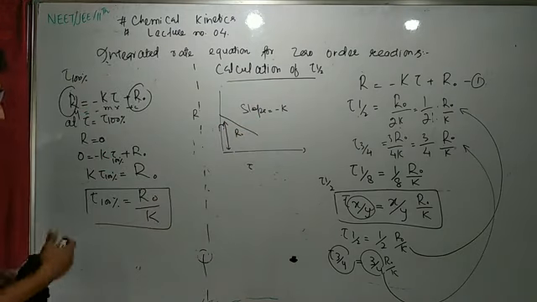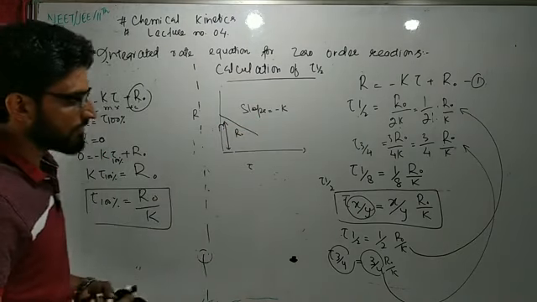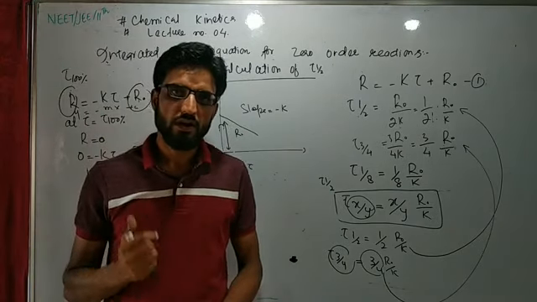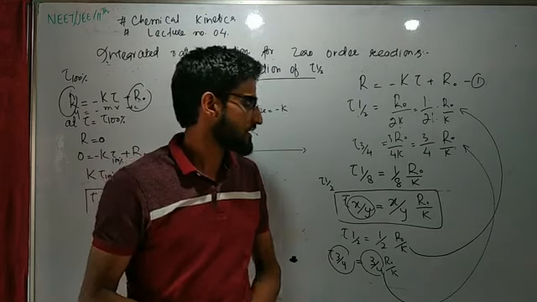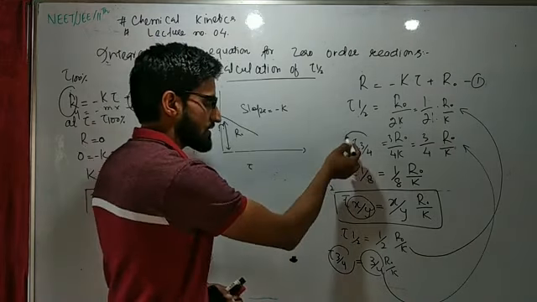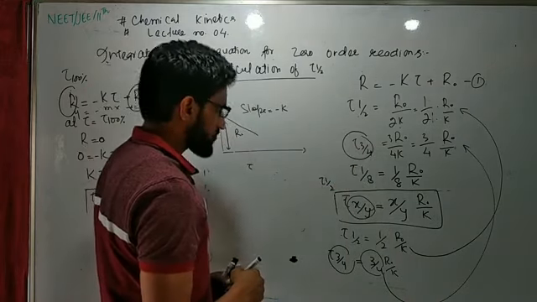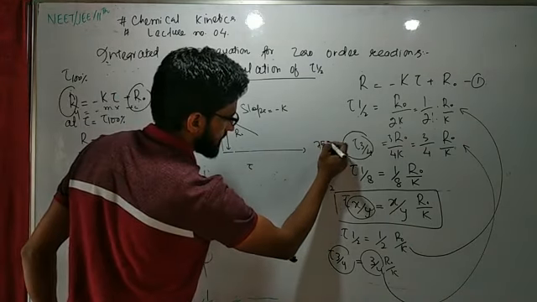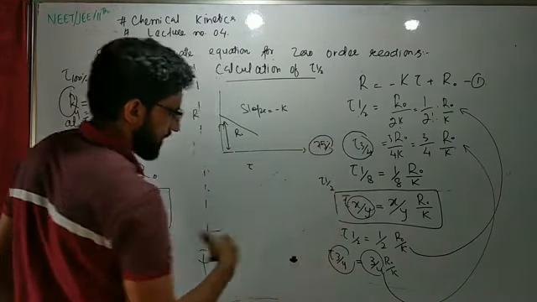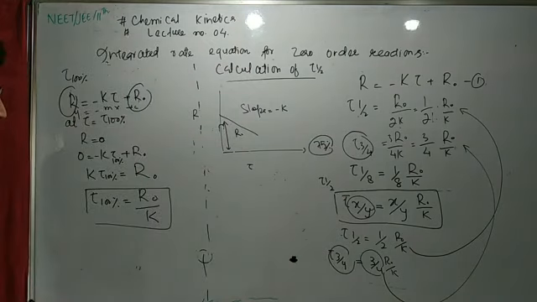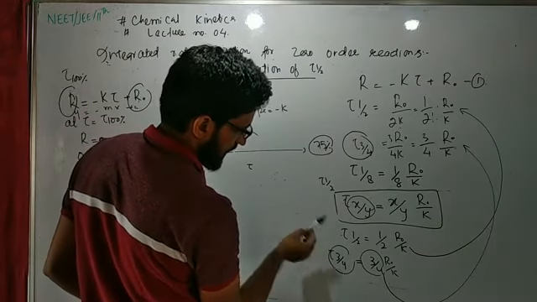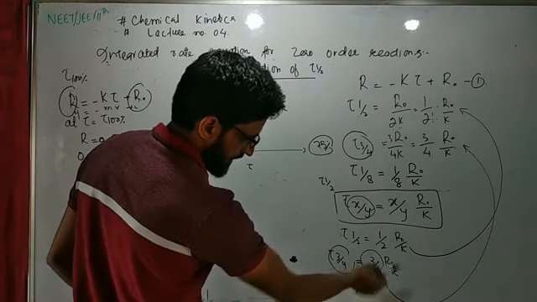This is first. Then we found T half. What is actually T half? It is the time required by the reactants to reduce their concentration to half their initial concentration. Now T 3 by 4 is the time required when the reaction is 75% complete. Thus at this point the amount of reactants will be 25%, which is simply 1 by 4. Then we found T 3 by 4, that is equal to 3 by 4 R naught by K.